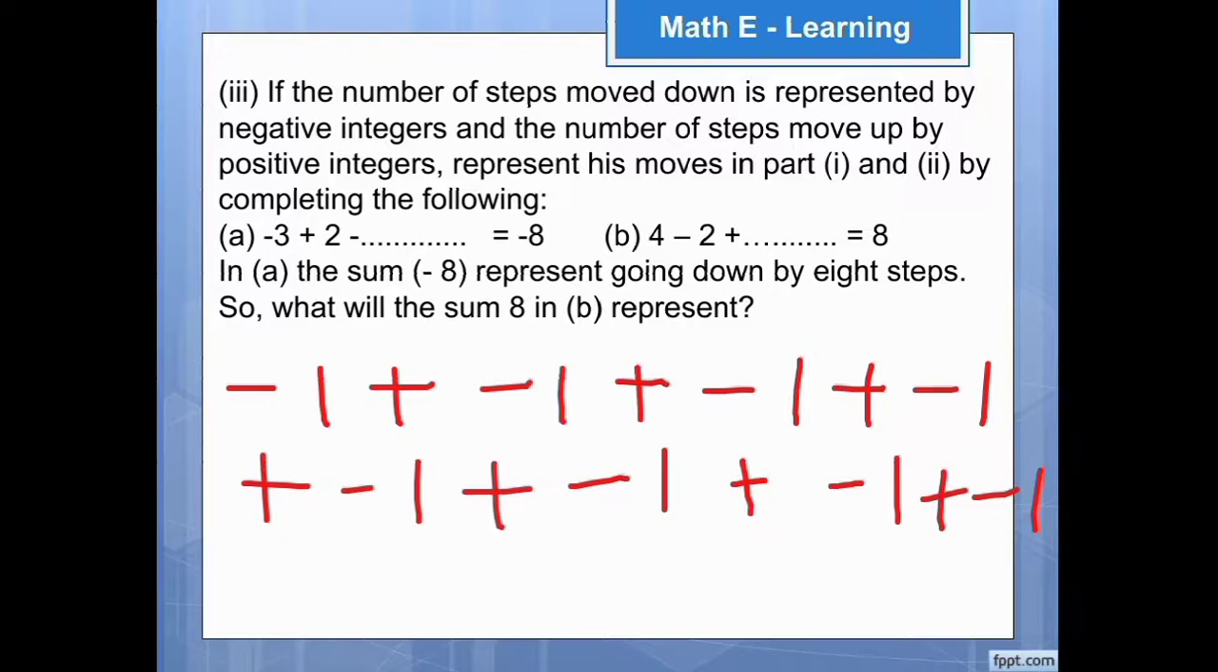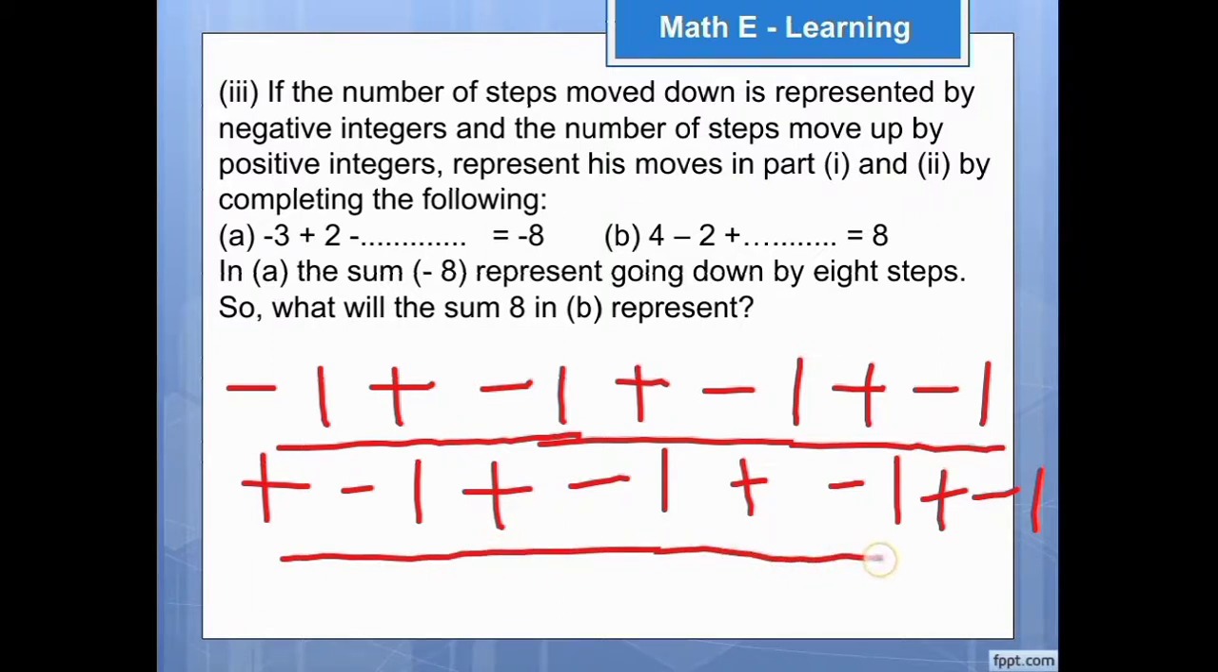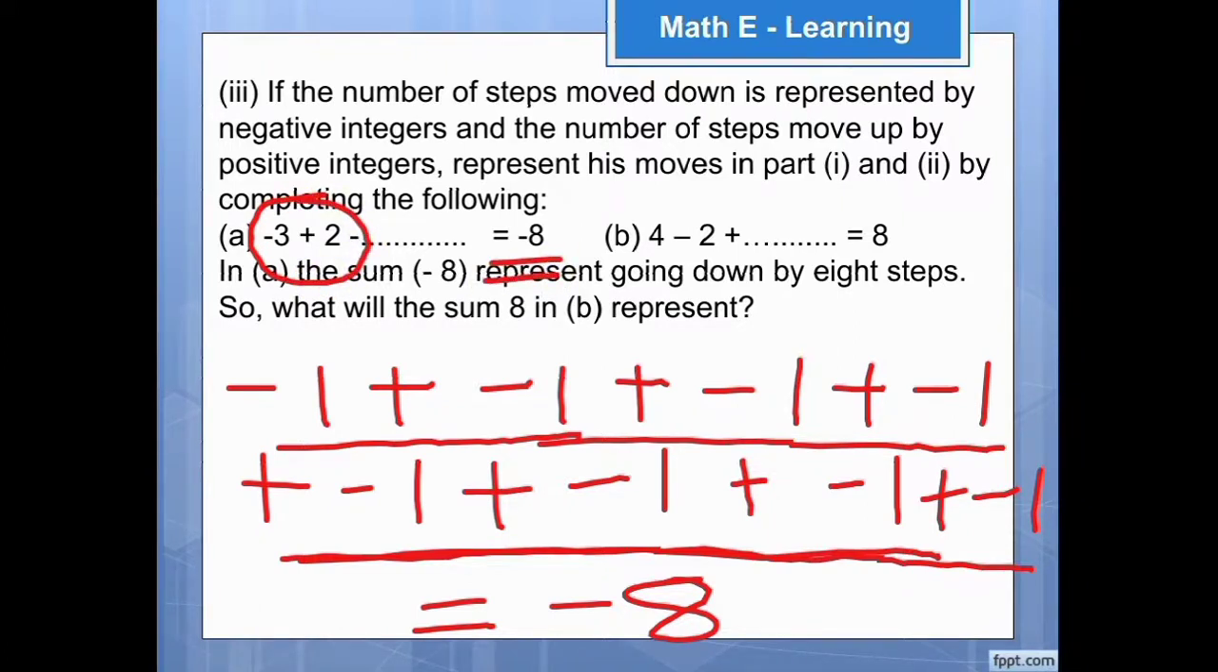We know that minus minus becomes plus. So -1 plus -1, -2, -3, -4, -5, -6, -7, -8. So by repeating this 8 times, I get the answer -8. That means I need to repeat this particular part 8 times to get this answer -8.